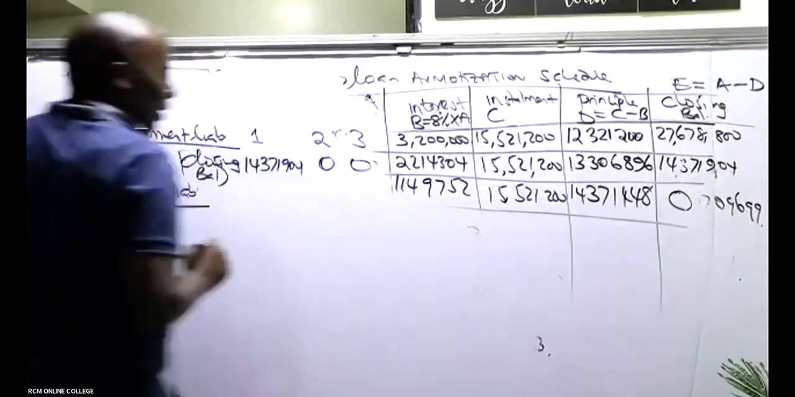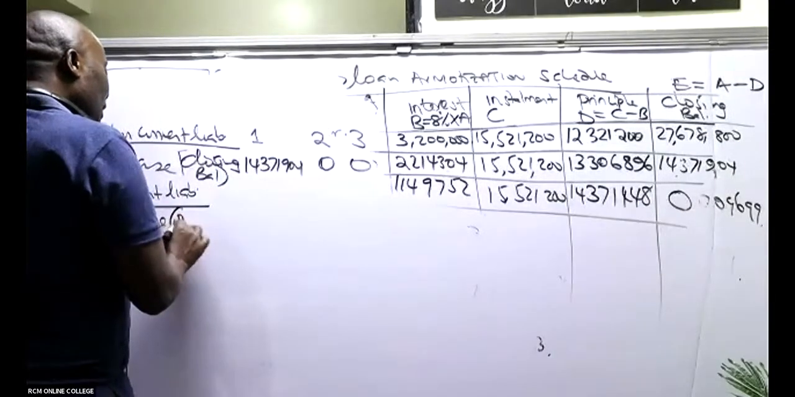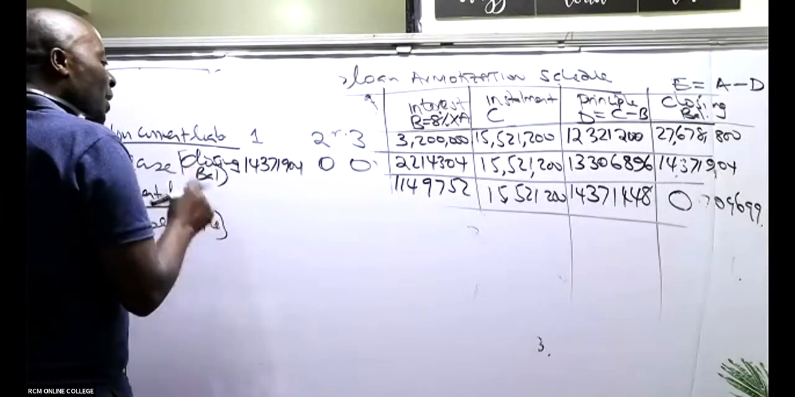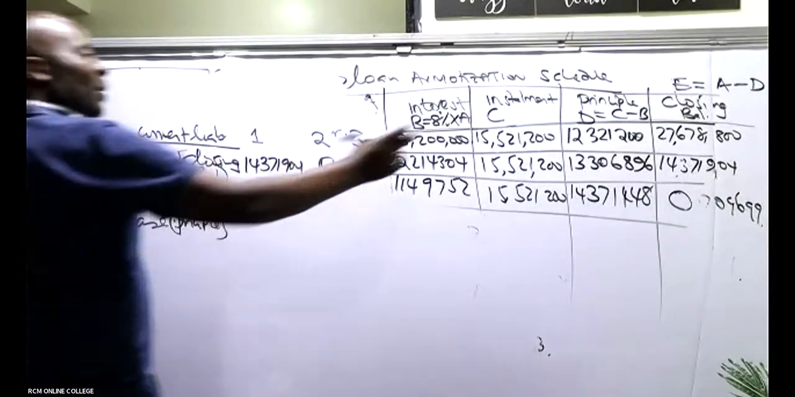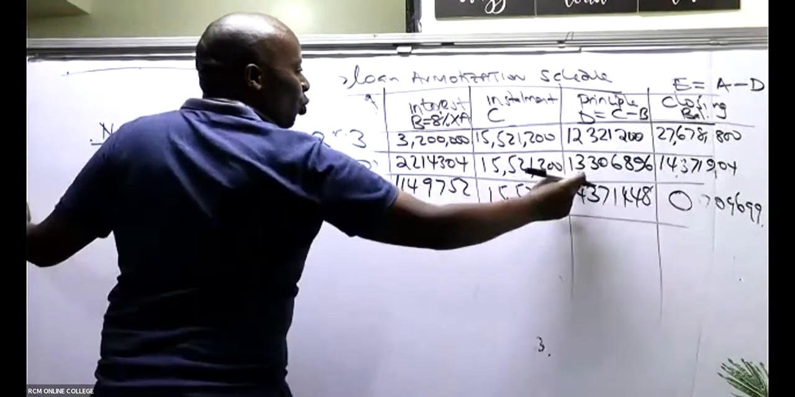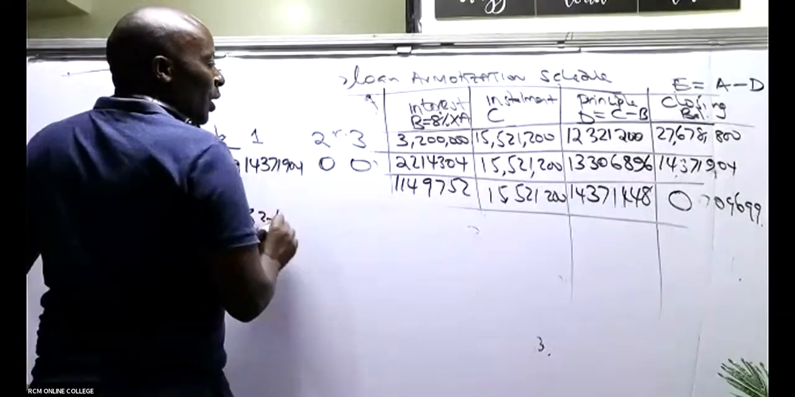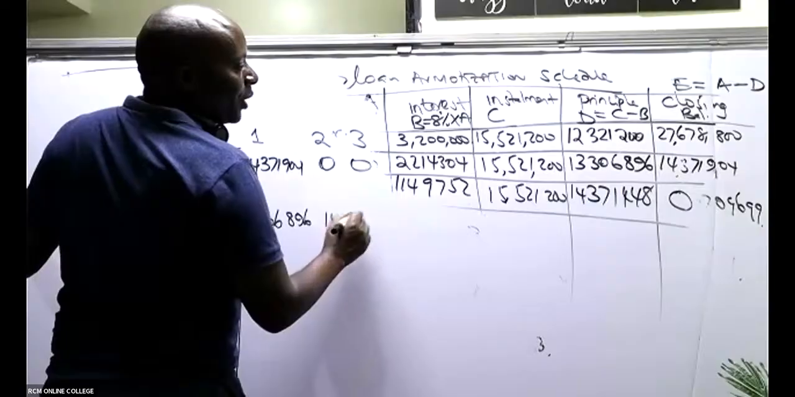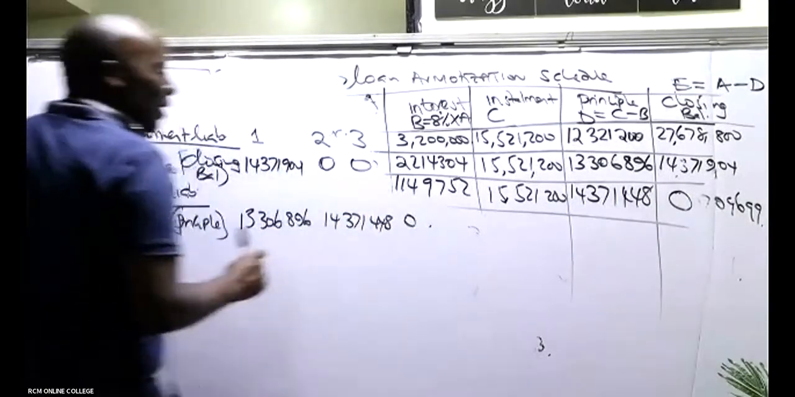Here there's nothing. For lease current liability, pick in this case here the principal. Again, from where? From year 2 onwards. Pick without even reasoning. You go and pick the principal, but from year 2 onwards. So we have here 13,306,896. This will be 14,371,448, whatever. And then of course there will be a 0 there.